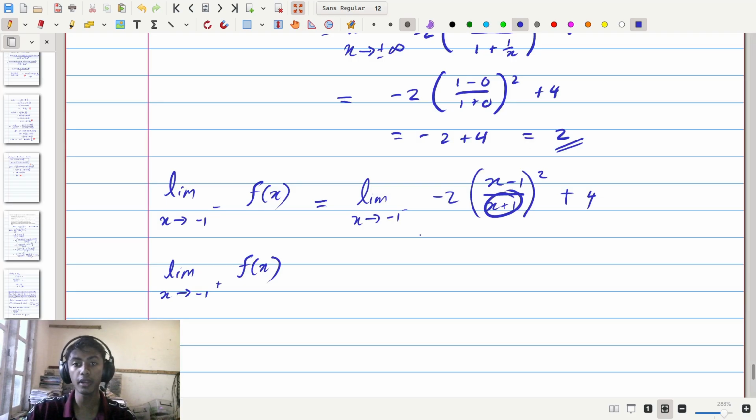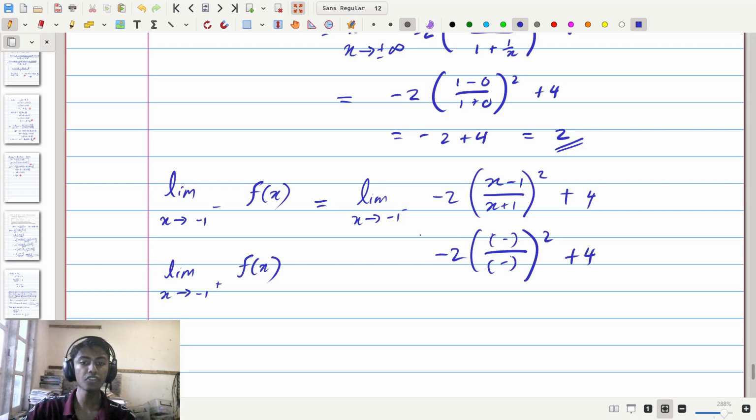Now considering this, we can see we have this value divided by this value, and when we substitute -1, we can see as we approach -1 from the left hand side, this number is going to be some negative number. However, this number is going to be some negative number as we approach x equals -1 from the left hand side, since this value of x is going to be a negative number that is bigger in the negative direction than -1. So therefore we have -2 times a negative number divided by a negative number squared plus 4.